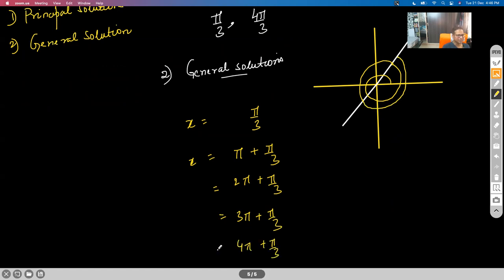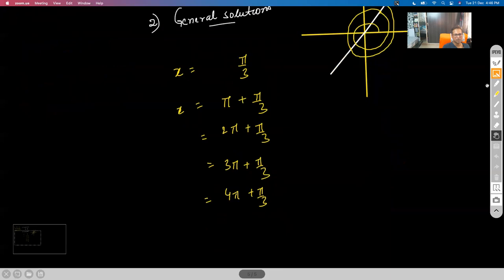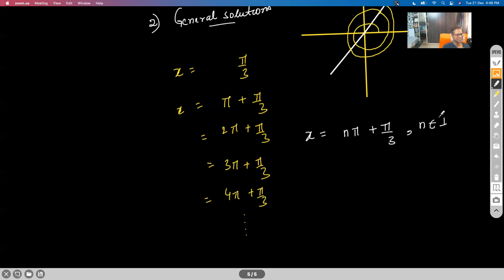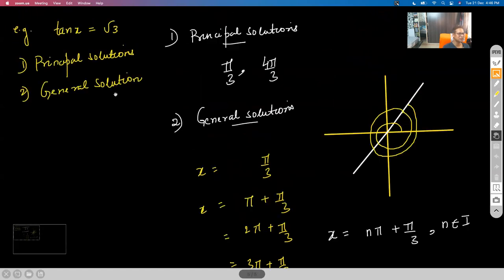Absolutely. Now, I think we have enough data points to figure out what is the pattern involved. So, what is the pattern involved? Please write down on the chat box. Right. n pi plus pi by 3, n being integer. Correct, Satyajit. So, we'll further generalize it. This is only for tan x equal to root 3.